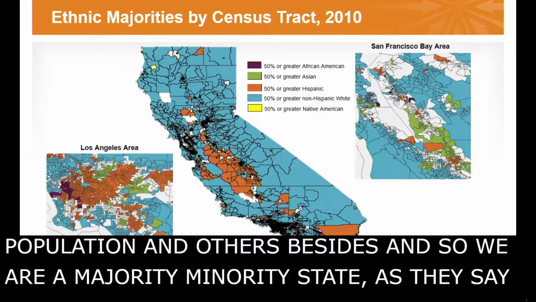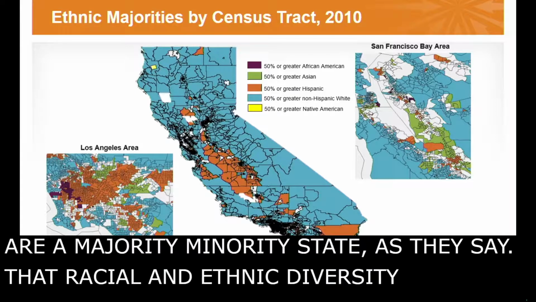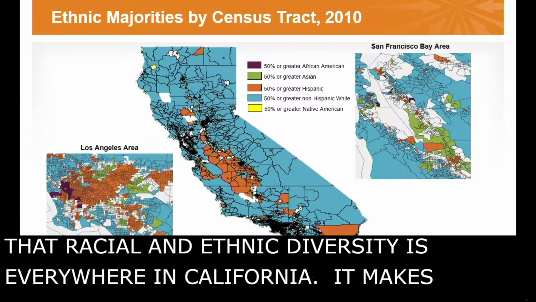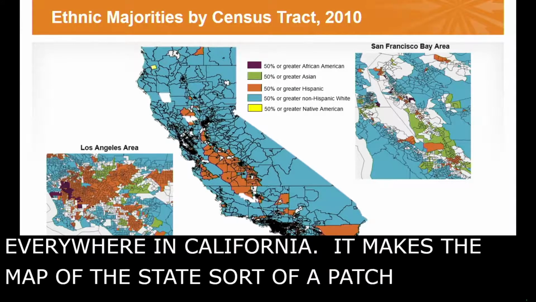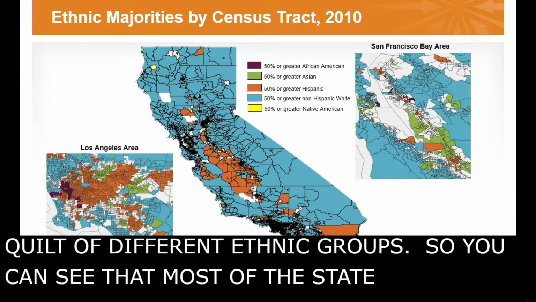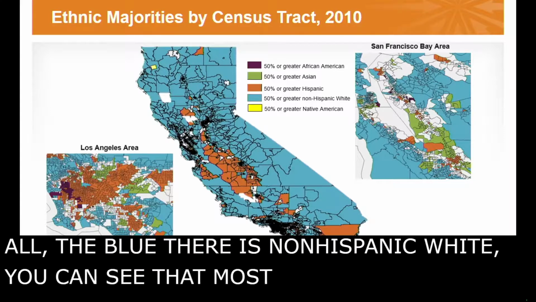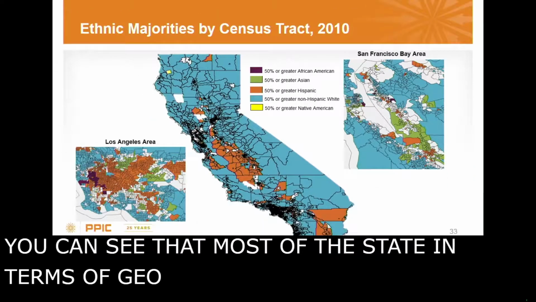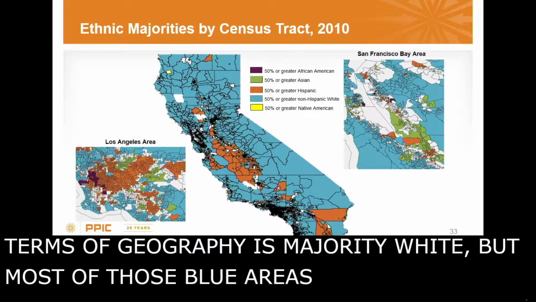That racial and ethnic diversity is everywhere in California. It makes the map of the state sort of a patchwork quilt of different ethnic groups. So you can see that most of the state, first of all, the blue there is non-Hispanic white. You can see that most of the state in terms of geography is majority white. But most of those blue areas are also low in population.